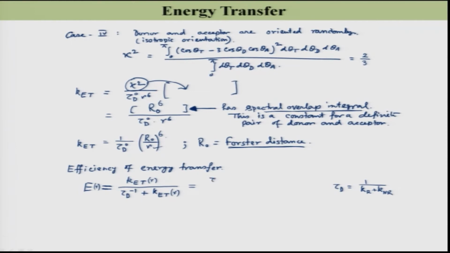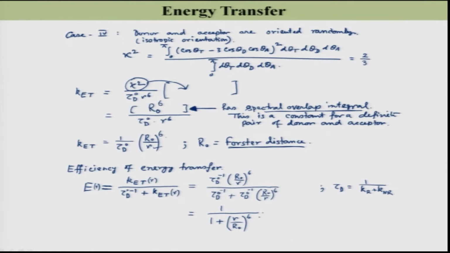So this will be tau d 0 inverse into r 0 by r to the power 6, divided by tau d 0 inverse plus tau d 0 inverse into r 0 by r to the power 6. If you simplify this expression, you will get 1 divided by 1 plus r by r 0 to the power 6. So the efficiency of energy transfer is something like this.